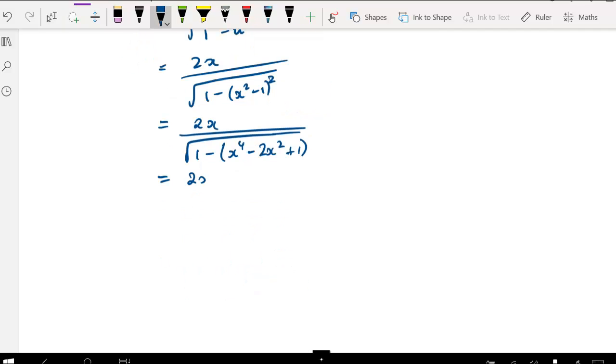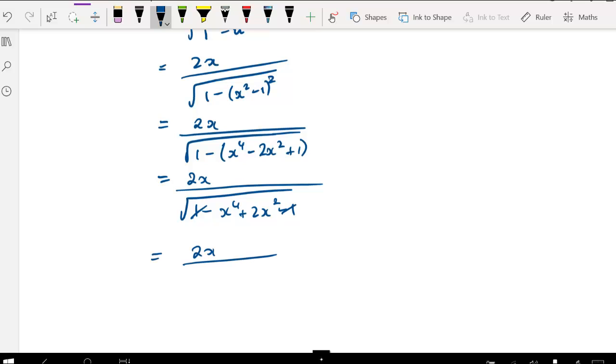So we've got 2x over the square root of 1 take x to the power of 4 plus 2x squared take 1. And we're left with 2x over the square root of 2x squared take x to the power of 4. And there it is as our derivative, dy/dx.